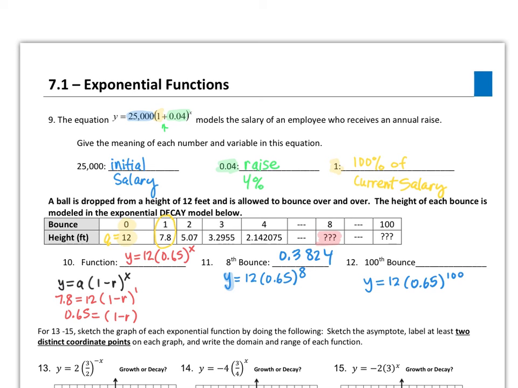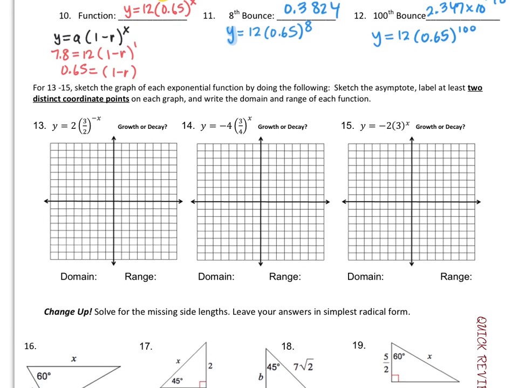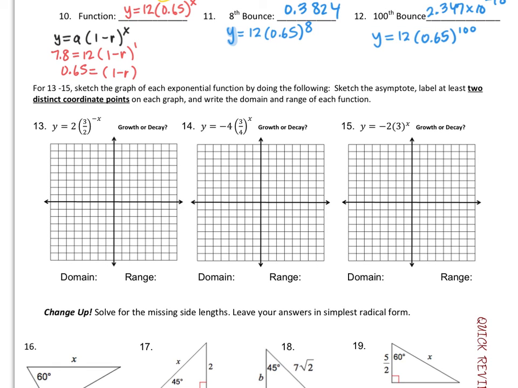Okay, and the 100th bounce, same thing, just plug in 100. Gosh, that must be massive. Oh no, it's actually teeny tiny. You get 2.347 times 10 to the negative 18th power, so that's a teeny tiny decimal. That's almost nothing. All right, so the next part is graphing. I'm not really worried about that because I'm not going to ask you to graph on the test, but you're welcome to go ahead and do that just so you have some familiarity with how it works.